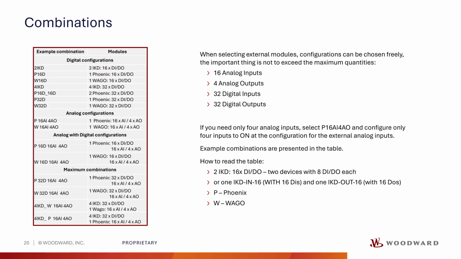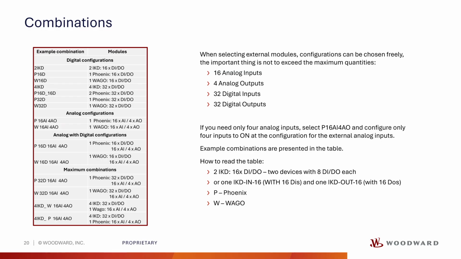When selecting external modules for the EasyGen device, configurations can be chosen freely. However, it is important not to exceed the maximum allowable quantities for each type of input and output: 16 analog inputs, 4 analog outputs, 32 digital inputs, 32 digital outputs. For example, if you only need 4 analog inputs, select the configuration P16AI4AU and configure only 4 inputs to on in the external analog input settings. The table provides example combinations of external modules for easier selection.